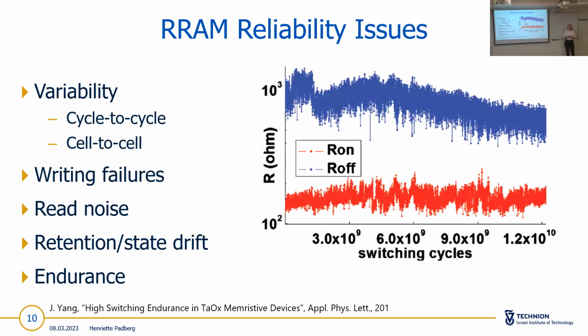And the last one is the endurance. That means that a cell cannot switch for infinite cycles. You always have a limited amount of switching cycles, and afterwards it can't switch again. Here you can see a device with ultra-high endurance. Even after 10 to the power of 10 cycles, you can see only that the HRS decreases a bit, but usually for ReRAM devices, the endurance lies in the magnitude of 10 to the power of 6 to 10 to the power of 9.